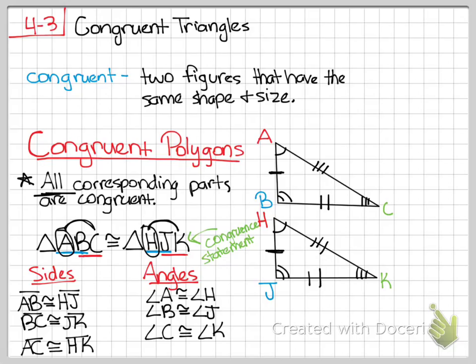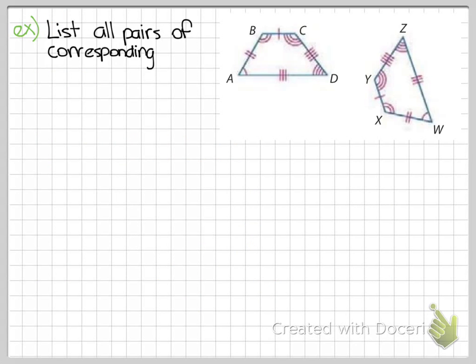So that's what it means for congruent polygons to have all corresponding parts congruent. It means all the sides are going to pair up and be congruent with a side in the other, and all the angles in one are going to pair up with an angle in the other. So now let's look at this example.